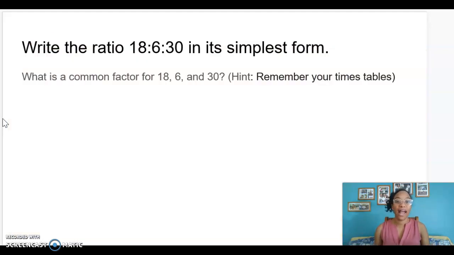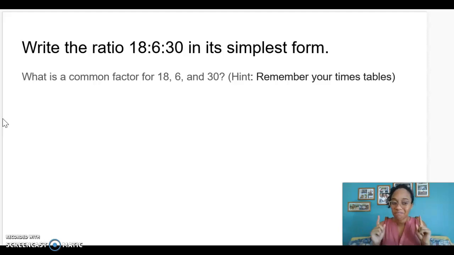Now we're going to look at a ratio with no pictures to help us. We need to write the ratio 18 to 6 to 30 in simplest form. Remember that when we're writing it in simplest form, we're trying to divide it by the greatest common factor. We need to divide every single term in the ratio by the same factor.